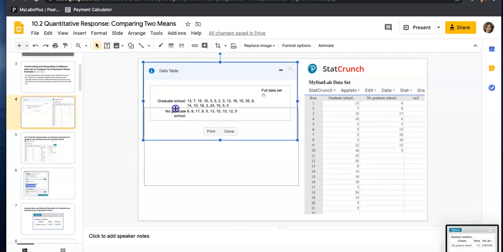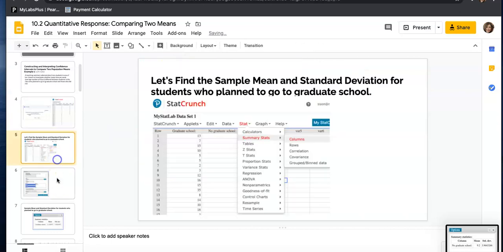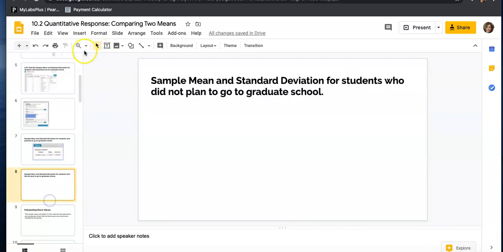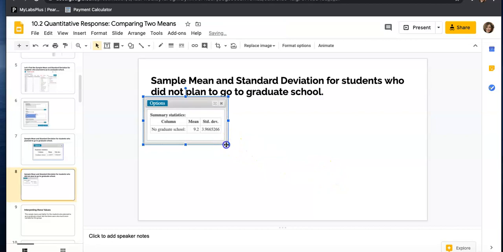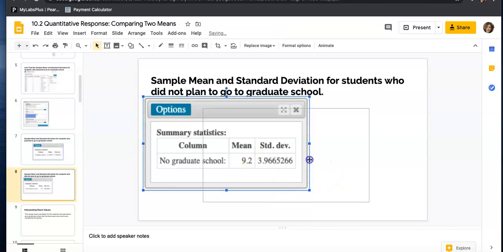So I have to fix this one real quick because I accidentally screenshotted the same exact output table. So let me go ahead and put this up here. Screenshot. All right, now that is good. Well, that's really what I did to find the mean and the standard deviation.